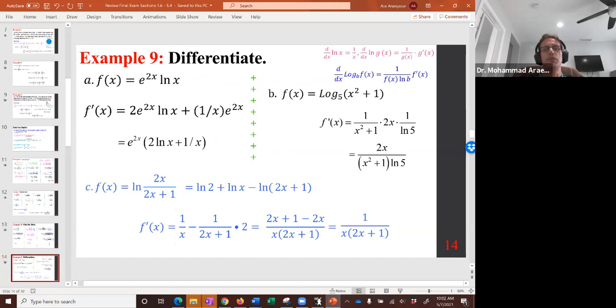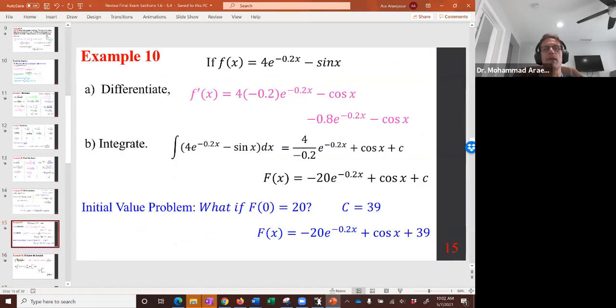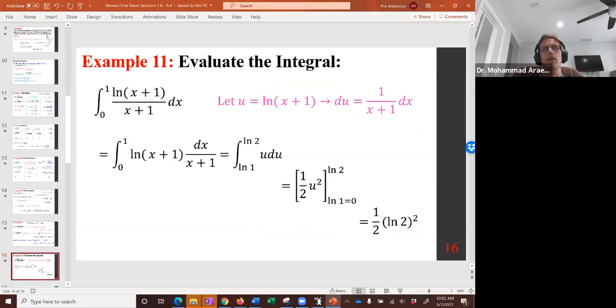Differentiation using the product rule, and then looking at logarithmic differentiations. We had the expression for f of x. We wanted to differentiate. We wanted to integrate on the same page so we could compare and contrast. Also, we looked at an initial value problem for this case. Dealing with the natural log.